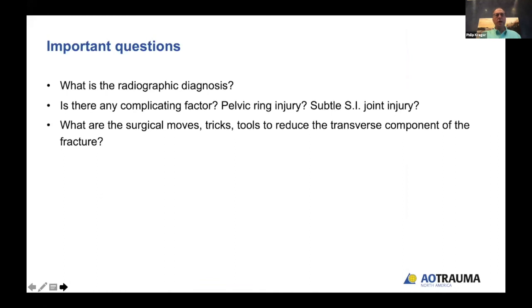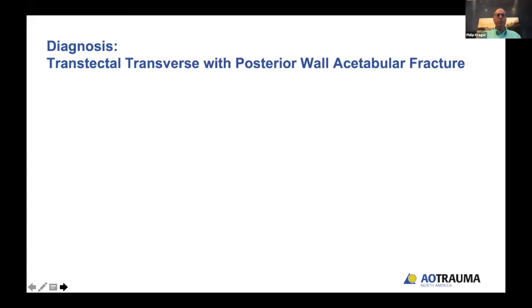So the important questions, I think, is what's the radiographic diagnosis? Is there any complicating factor? Is there a pelvic ring injury? Is there a subtle SI joint injury? I'll tell you there are not. And then what are the surgical moves, tricks, and tools to reduce the transverse fracture?